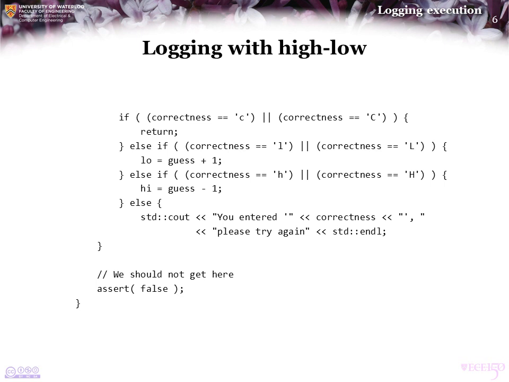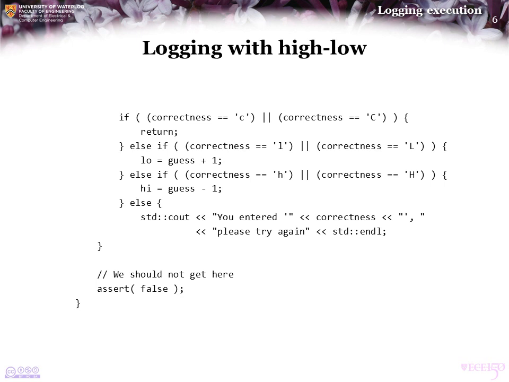Otherwise, if the guess was low, and notice that we're allowing either lowercase l or uppercase L, then we update the lower bound to be the current guess plus 1, because our guess was too low. So if our guess was 50 and that was too low, we will update low to be 51. Otherwise, if the guess was too high, then that indicates that we should be guessing on a lower range. So if originally we were guessing from 1 to 100, and our guess was 50 and the user indicated that 50 was too high, then our upper bound will now be set to be 49. Thus we will carry on guessing a value between 1 and 49.